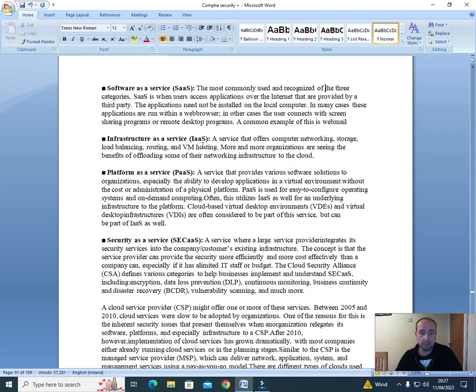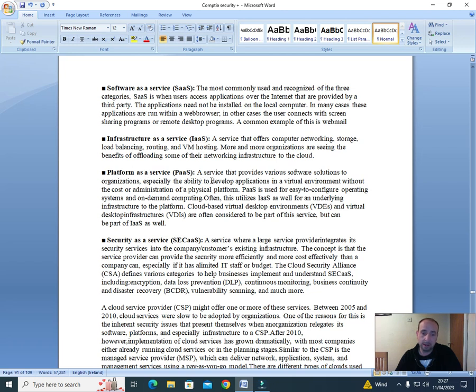Infrastructure as a service, IaaS, a service that offers computer networking, storage, load balancing, routing, and VM hosting. More and more organizations are seeing the benefits of offloading some of their networking infrastructure to the cloud.